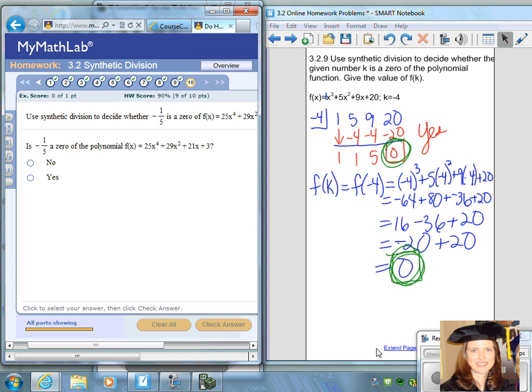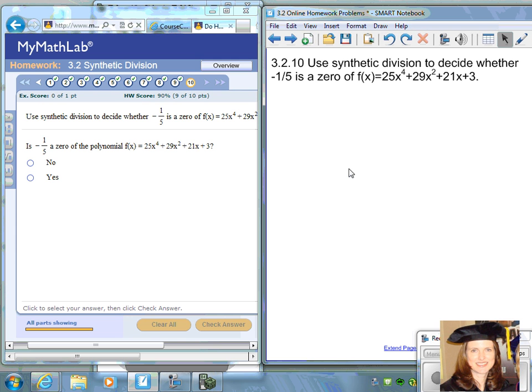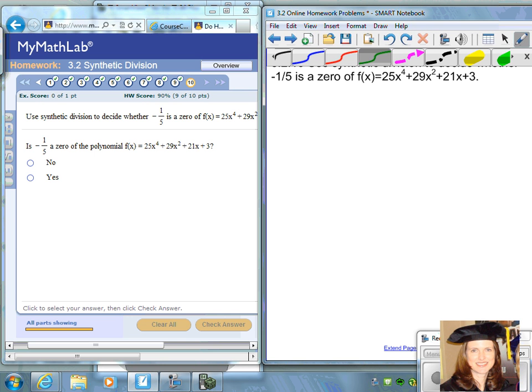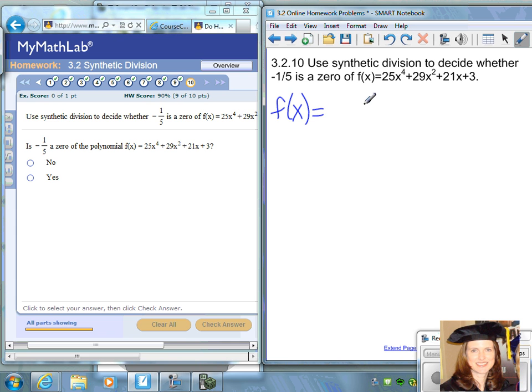And the last one is to use synthetic division for number 10 to decide whether negative 1 over 5 is a 0 of the function 25x to the 4th plus 29x squared plus 21x plus 3. Okay, so we're going to use synthetic division, but we need to rewrite this polynomial because it is missing some exponents. Here we have 25x to the 4th. There's no x to the 3rd power, so we want to put plus 0x to the 3rd plus 29x squared plus 21x plus 3. That's going to be our setup here.